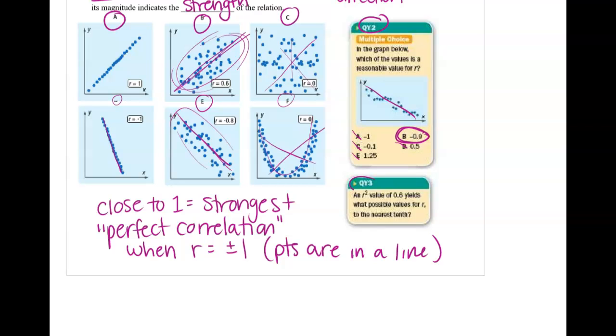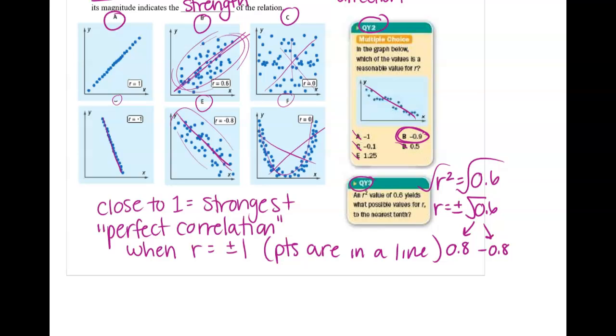So for this question here, if r squared is 0.6, we're looking for what are the values for r. This is really just an equation. If r squared is 0.6, if we square root both sides, r could be plus or minus the square root of 0.6, which is 0.8, or negative 0.8. So if that's our r squared, we could have a positive or negative r.